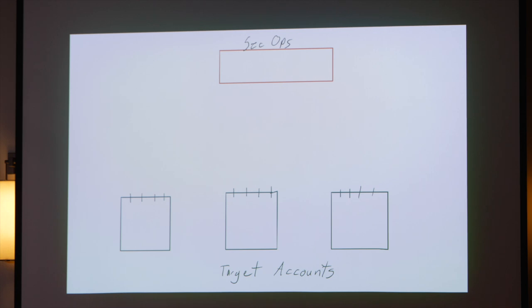The next option, which I did not do, is one that I've seen others do. This is what I basically call a more distributed model. The one that I just showed is centralized. Everything's running from one master account and connecting in.